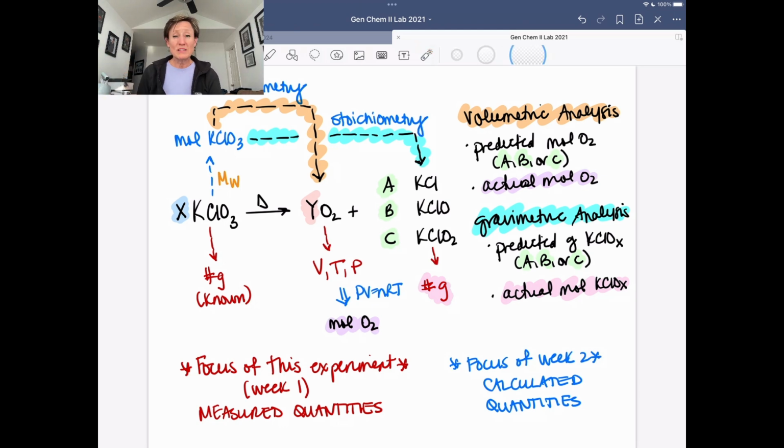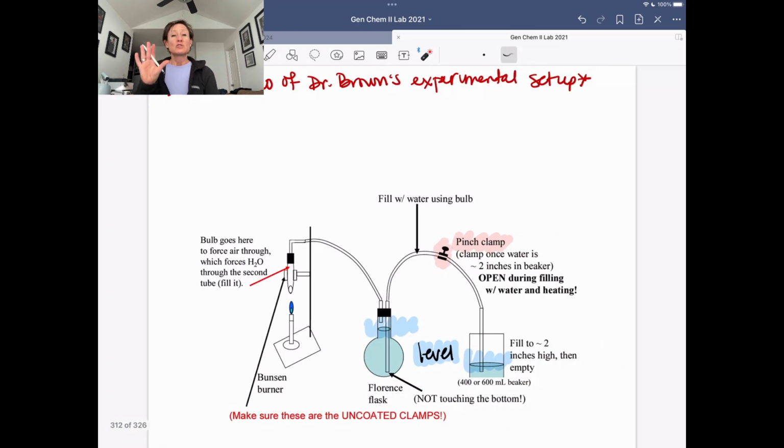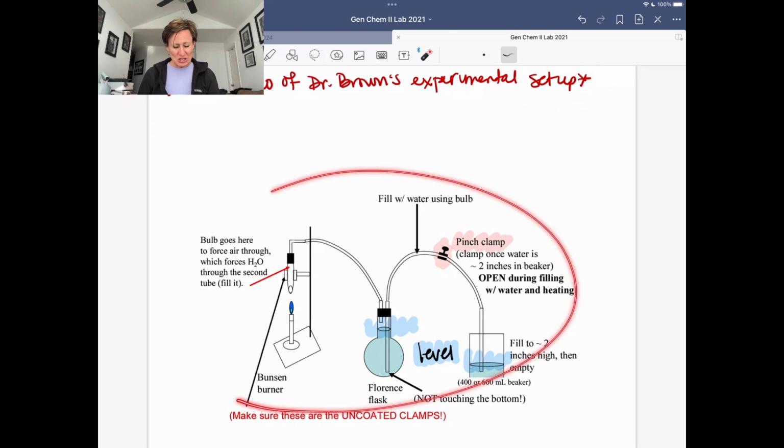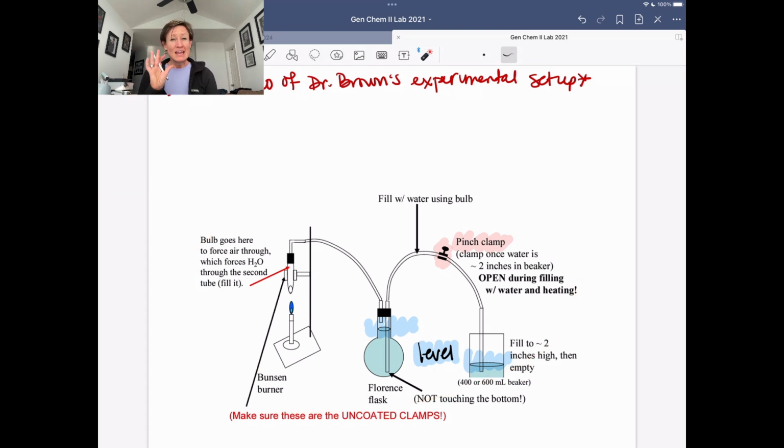So let's take a look at what this experimental setup is going to look like. I highly encourage you to watch a video that Dr. Brown has put out on what this experimental setup actually looks like, because looking at it with just this diagram is not the same thing as seeing it in real life. Here are some important pieces that you're going to want to note.